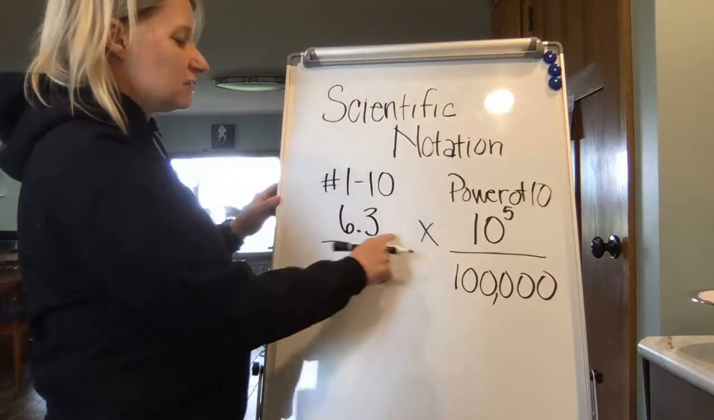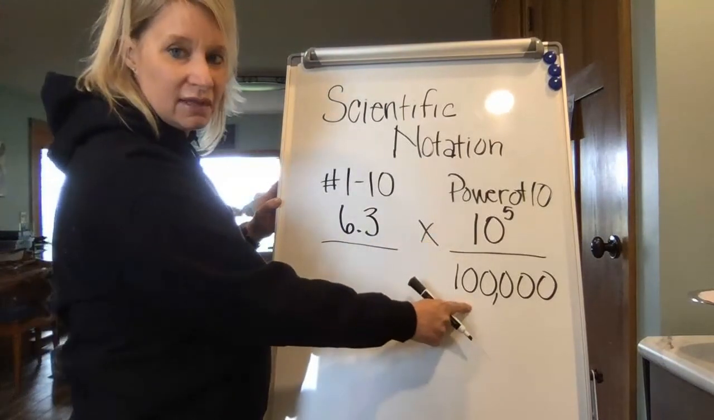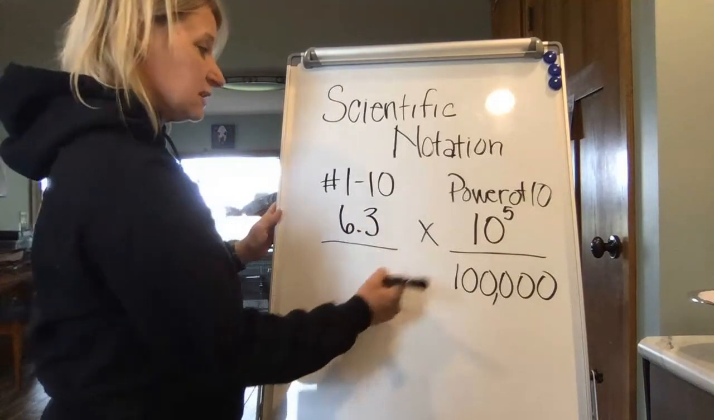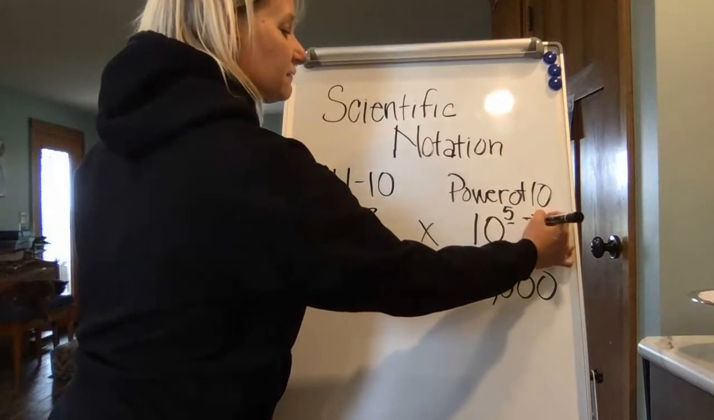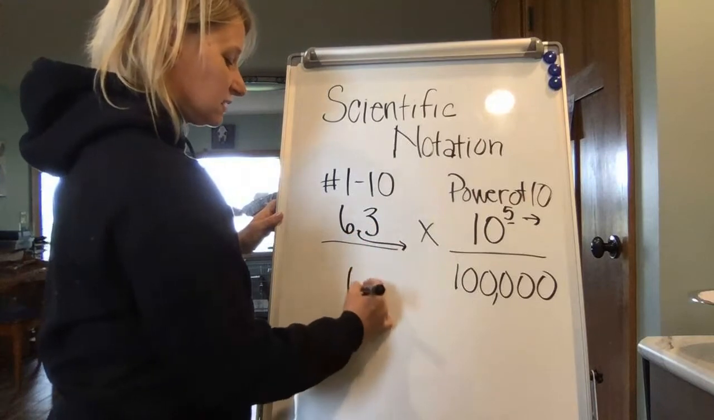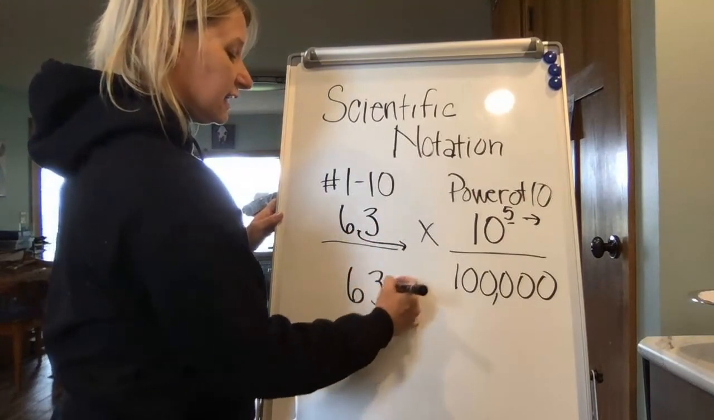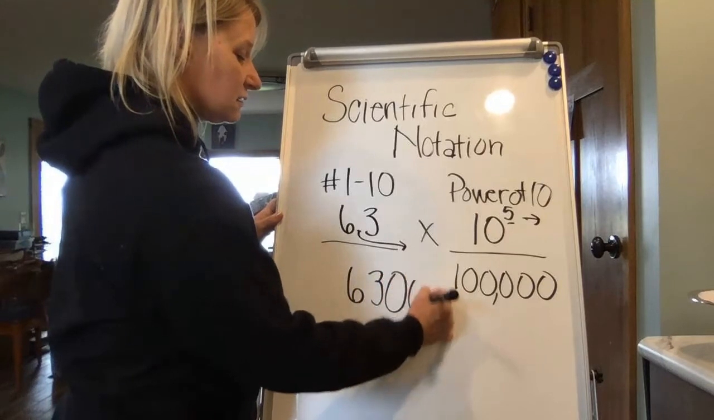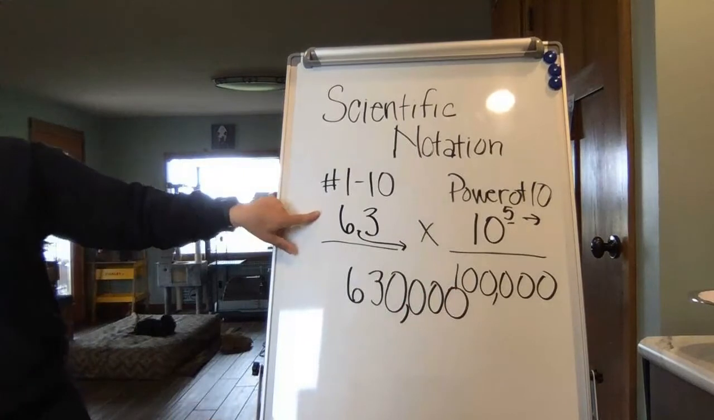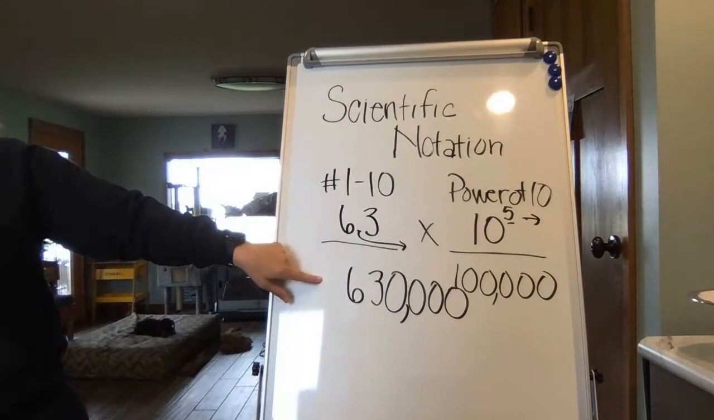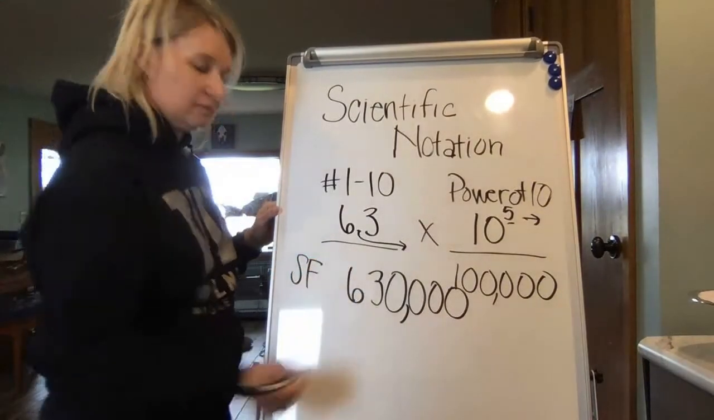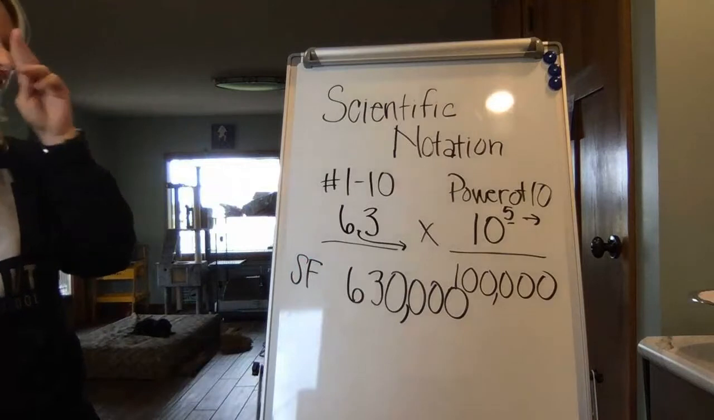The reason we write this is because we don't want to have to write this. So now I just know, my exponent is positive, so that means I have to move this decimal to the right 5 places. So it's going to be 6, and then it's 3, and then I need 4 more places: 1, 2, 3, 4. So it's 630,000 in standard form. So that's scientific notation, and this is standard form. Now let's look at one with a negative exponent.